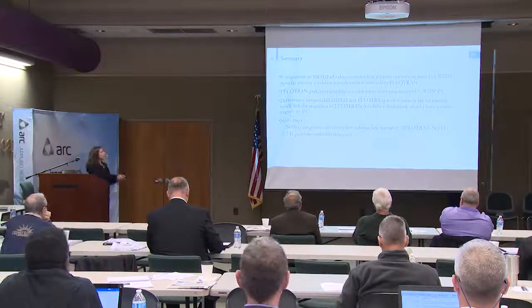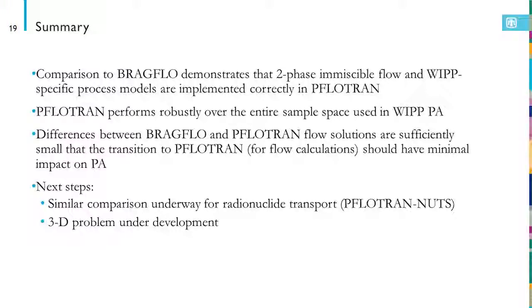So in summary, I think we met our objectives. The comparison of PFLOTRAN's new WIPP flow mode to Bragg flow demonstrates that two-phase immiscible flow and all of the WIPP-specific process models are correctly implemented in PFLOTRAN. PFLOTRAN performs robustly over the entire sample space used for WIPP-PA flow calculations. And the differences between the Bragg flow and the PFLOTRAN solutions are sufficiently small that the transition to PFLOTRAN by itself should have minimal impact on PA calculations.